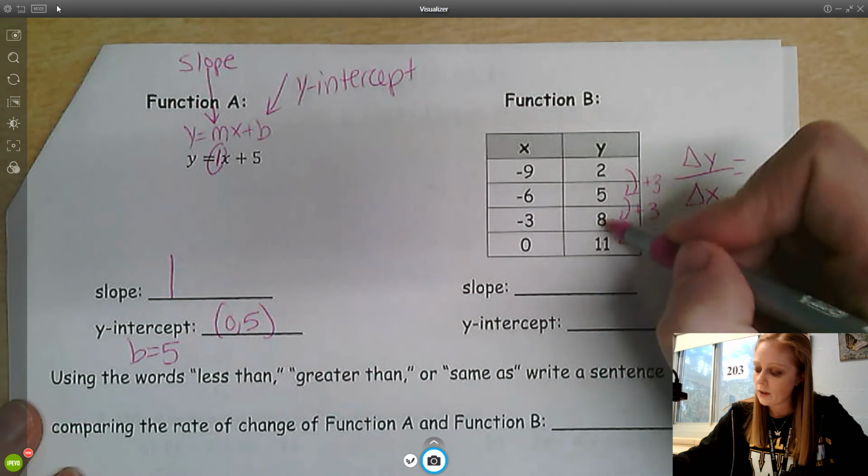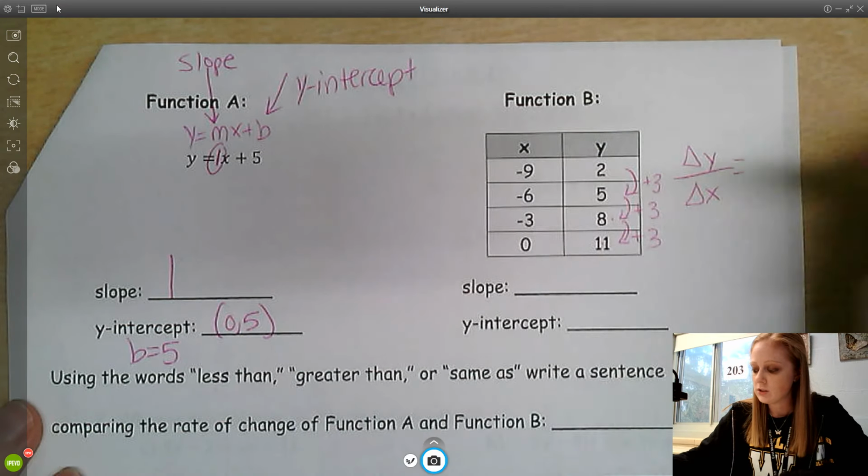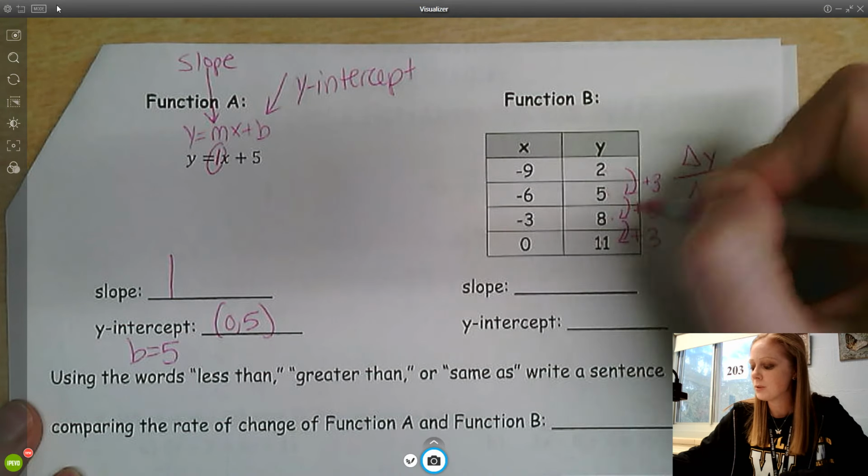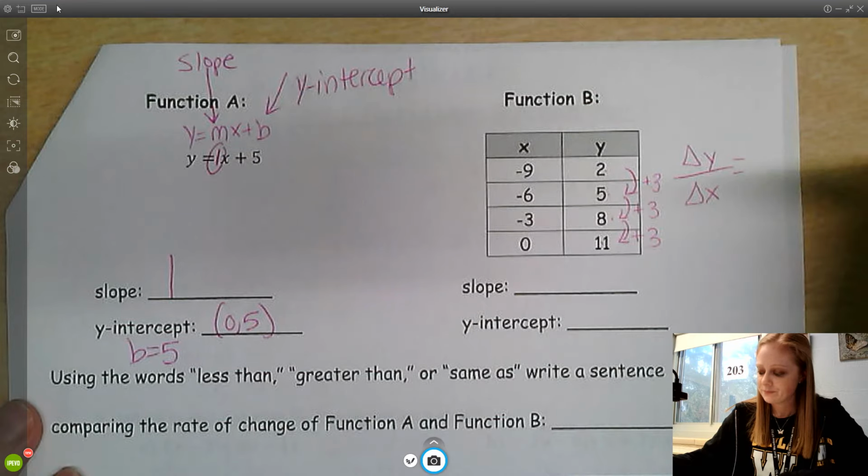I'm sorry, to check it, you would do 11 minus 8 is 3. 8 minus 5 is 3. 5 minus 2, you'd get 3. To check it, you do 2 plus 3 is 5. 5 plus 3 is 8. 8 plus 3 is 11.